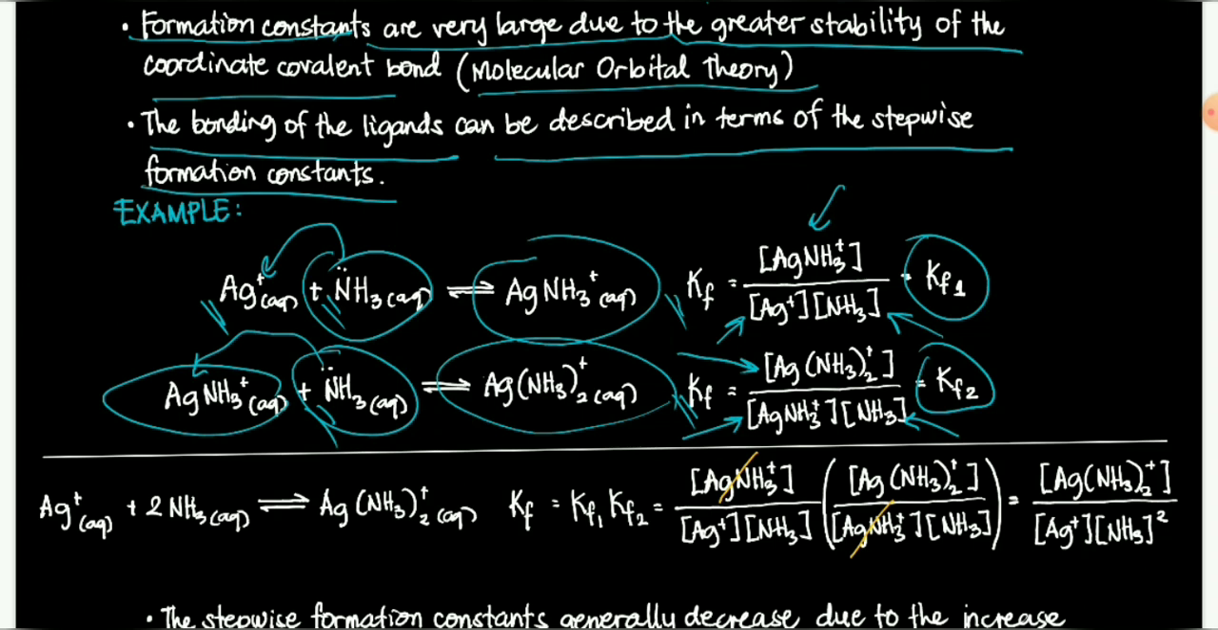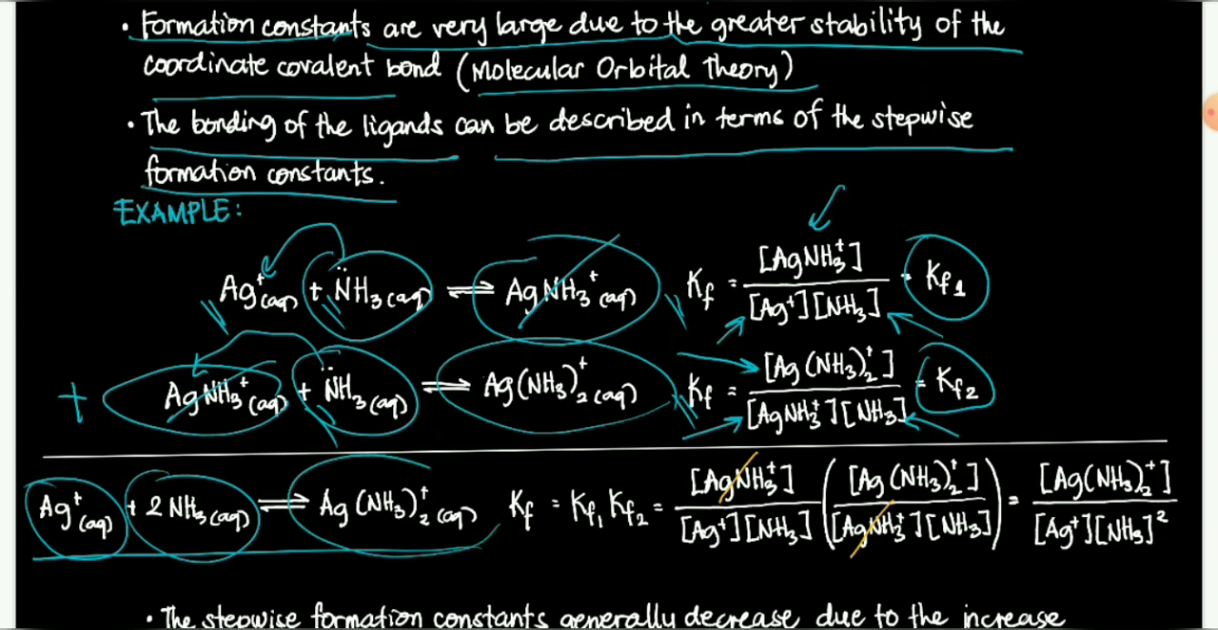Okay? So pwede rin natin siyang i-describe through the net reaction. So i-add nyo lang reactions na to. So pag in-add nyo yan, magka-cancel lang yung monoamine silver. So magkakaroon tayo ng ganitong net reaction. So the silver plus will react with two molecules of ammonia to form the diamine silver cation. Okay? So the KF is just the product of KF1 and KF2.